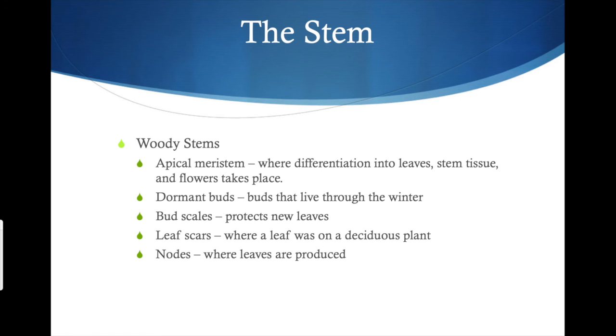Woody stems, different types: apical meristem, where differentiation to leaves, stem tissue, and flowers takes place. The dormant buds, buds that live through the winter. Bud scales protect new leaves. Leaf scars, where a leaf was on a deciduous plant, and then the nodes where the leaves are produced.